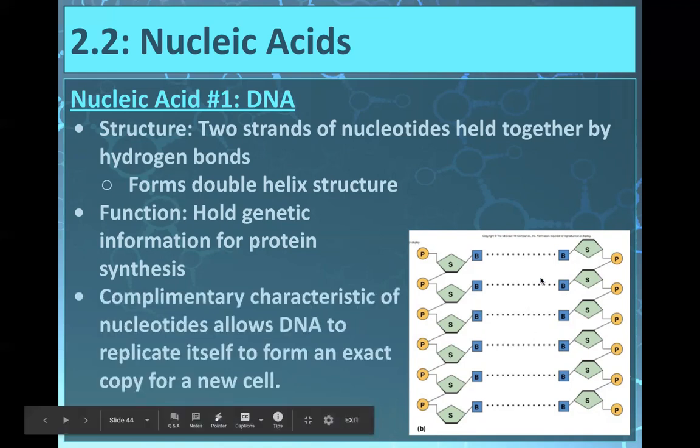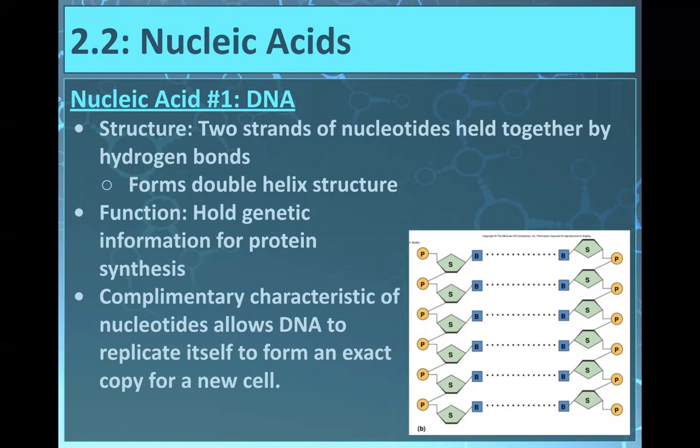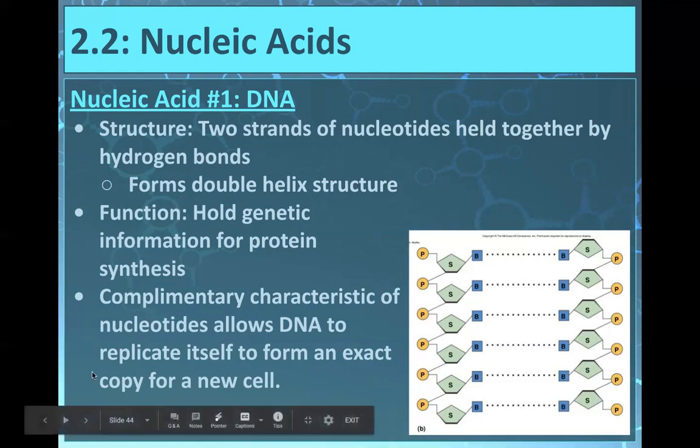The complementary characteristics of the nucleotides allow for DNA to be able to replicate itself, but also for transcription to occur, so going from DNA to RNA. It's really important that A always binds with T and C always binds with G, so that whenever a cell needs to undergo mitosis, through DNA replication, the DNA will essentially unzip, and then nucleotides will come in and match with each of those strands and form 2 brand new, but exactly alike DNA strands.